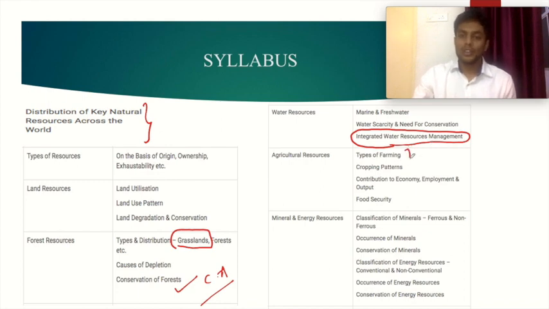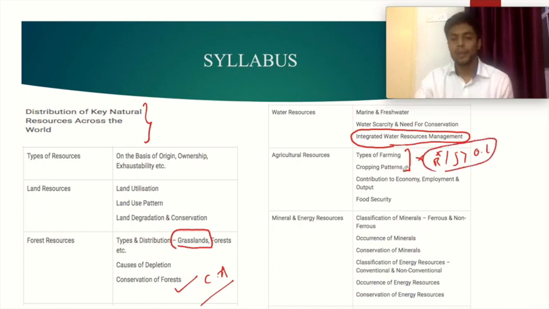Now these two parts are very, very crucial, because every year there has always been a question about cropping pattern. There was this question about the net sown area. That is, rice has the greatest area. Then the second statement was jowar has greater area than oilseed. So this was a very logical question. If you know the cropping pattern of India, you can easily solve it.